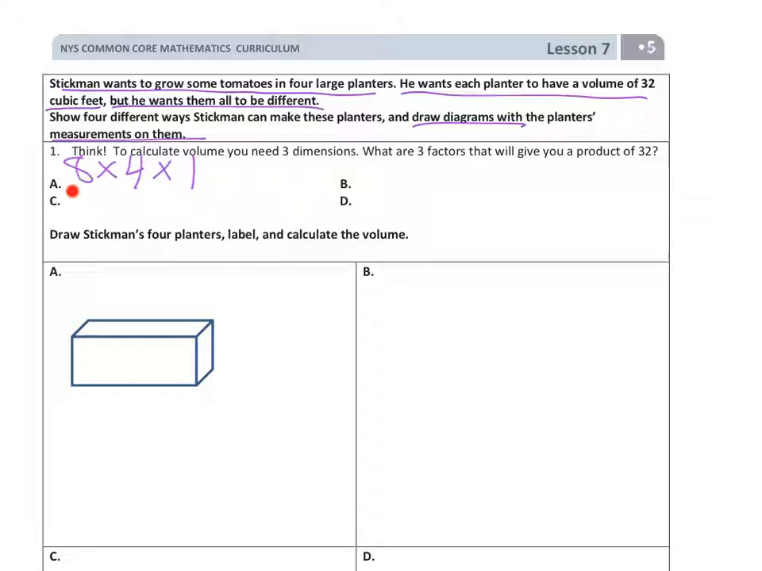I know that 4 times 2 equals 8. So 2 times 4, that would equal 8, times another 4 would get me to 32. You come up with the other 2, draw out the diagrams, and solve the volume for each of them. Remember, each of them needs to equal 32 feet cubed.